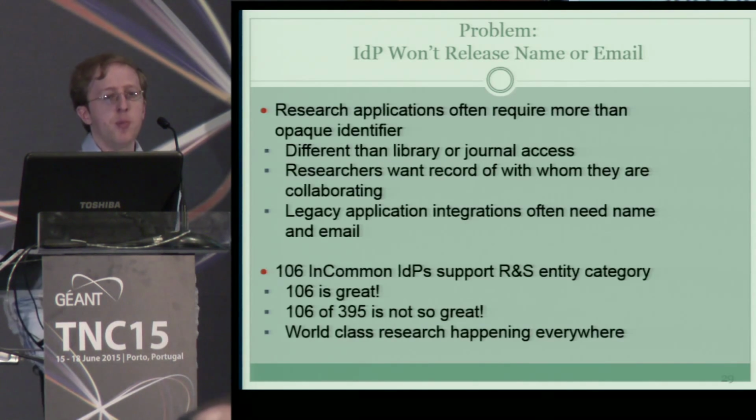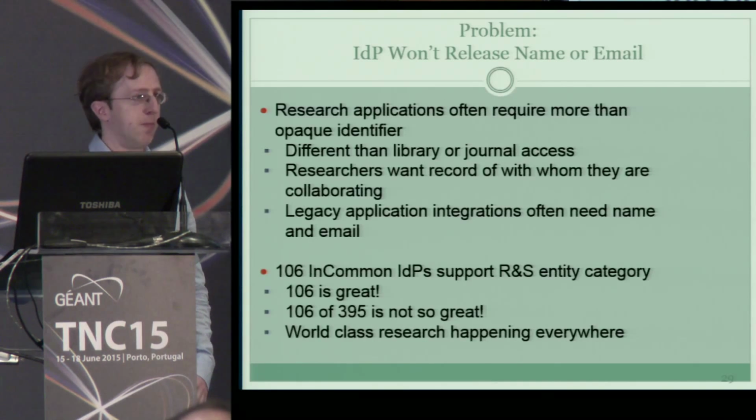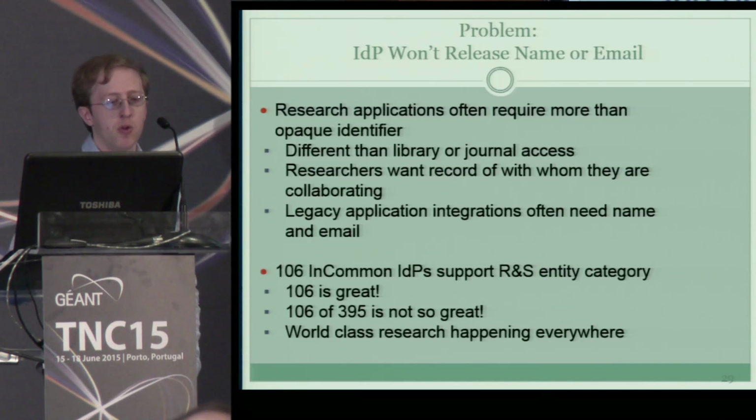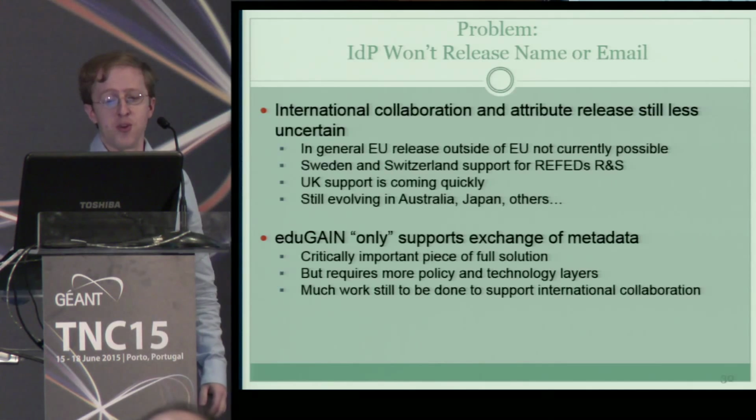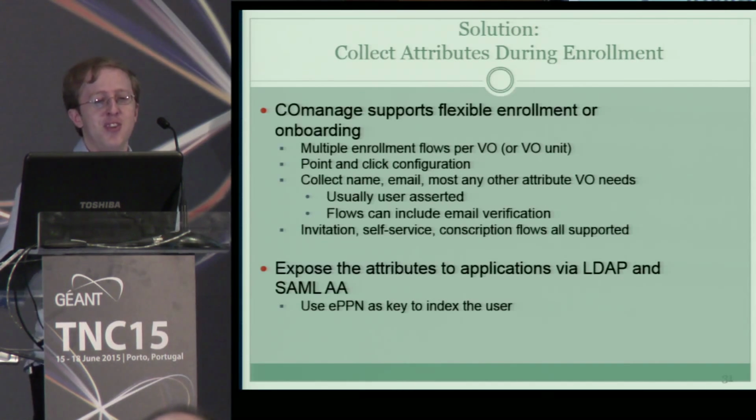Another problem is that IDPs don't release name or email, which is perhaps something that becomes a little bit better over time with things like R&S bundles, but to date, even just within InCommon, only about a quarter of the way there in terms of IDPs that support R&S. This is really Scott's rant, so I'm just going to accelerate the presentation a little bit.